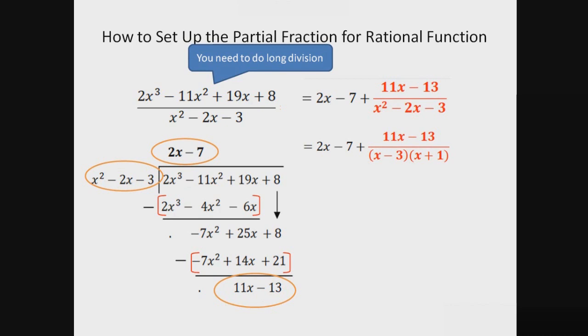Okay, now at this part we try to factorize the denominator, then we get (x minus 3)(x plus 1). Okay, so by using the table, we now get 2x minus 7 plus a over (x minus 3) plus b over (x plus 1). So that's it, how to set up the partial fraction for a rational function.